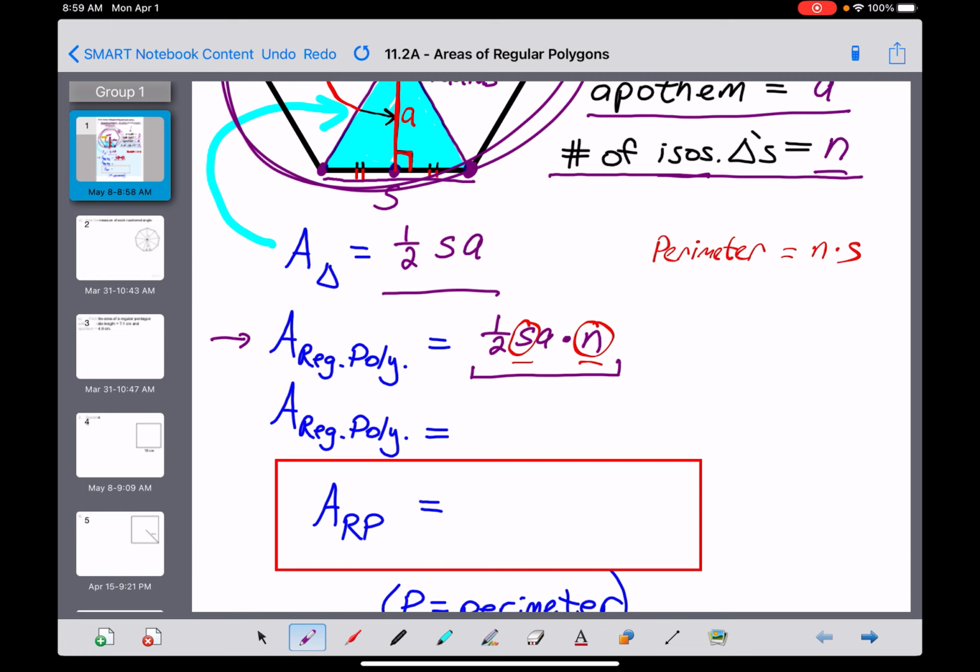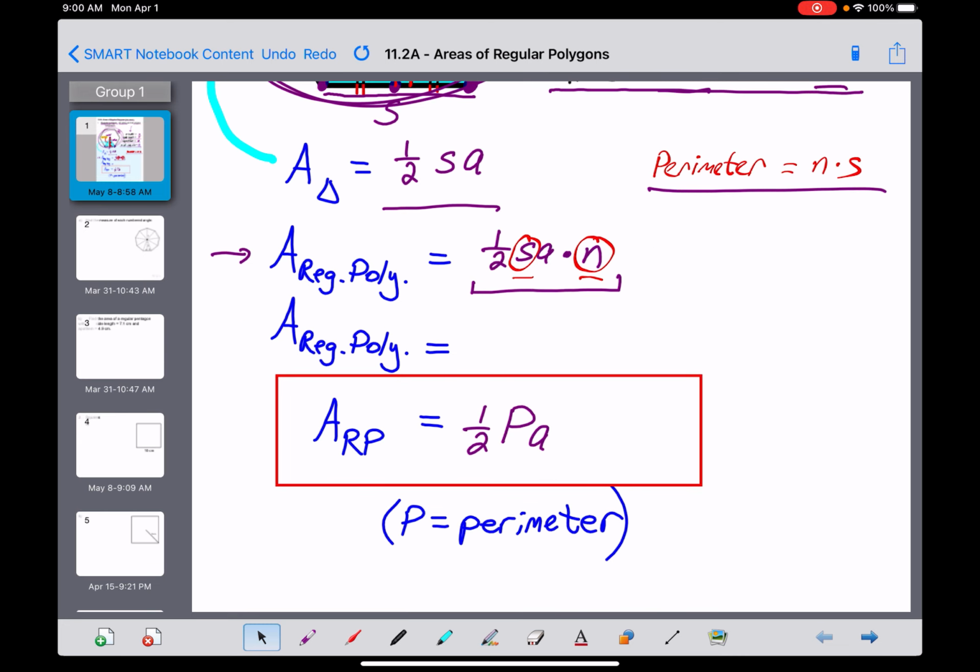Here's the formula, guys, we need for area of a regular polygon. That is going to be 1/2 times capital P, which is the perimeter of this figure, multiplied by A, which is your apothem. Okay, so that's the formula in the box right here that we want to make sure we have written down.